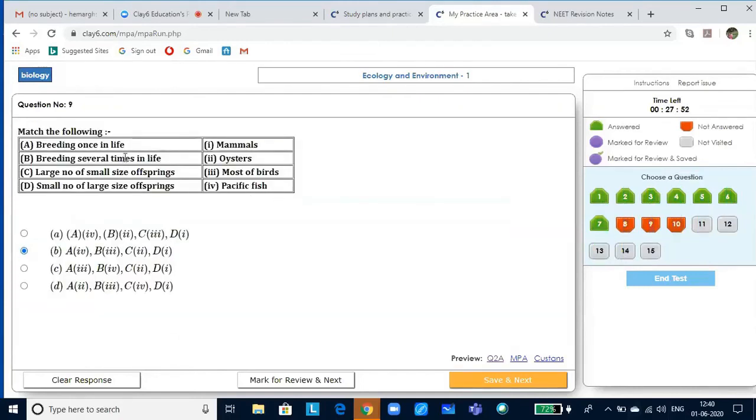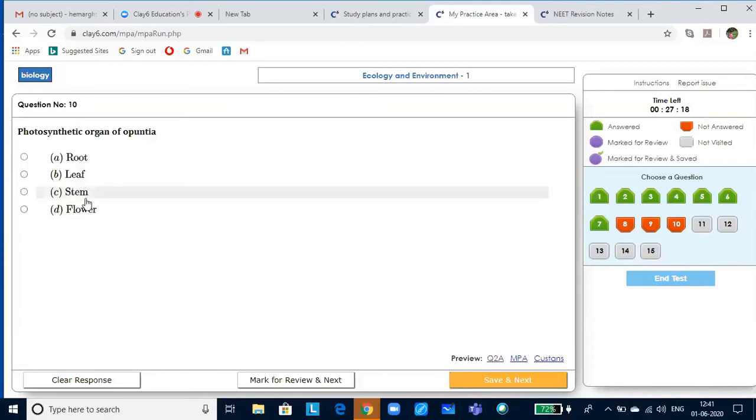Breeding once in a lifetime, specific fish. Breeding several times in lifetime, most of the birds. Large number of small size offsprings, oysters. Small number of large size offsprings, mammals. So in this, let us look into the choice. A is 4, B is 3. So A is 4, B is 3. C, large number of oysters. Yeah. So this is the answer.